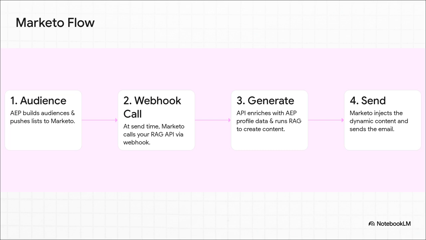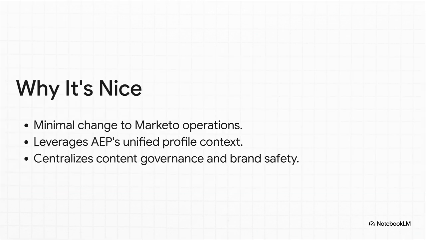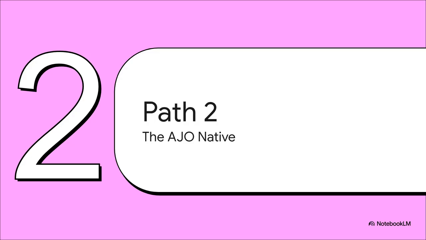It's all seamless. And the benefits here, they're huge. You get a massive personalization upgrade with very little disruption to your team's day-to-day. You're tapping into AEP's full unified profile while also centralizing your content governance to keep everything on brand and totally safe. Okay, let's move on to our second option, the AJO native.